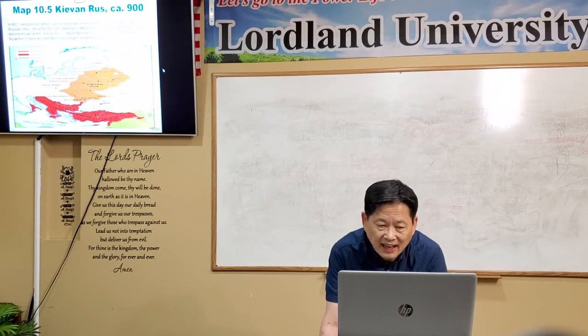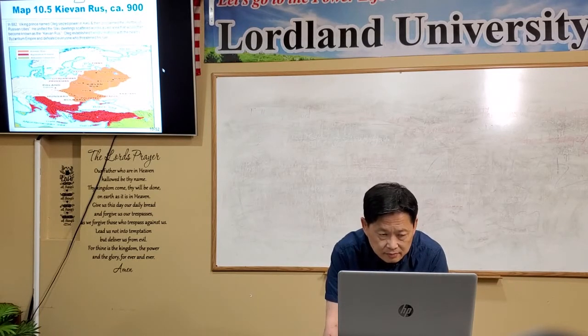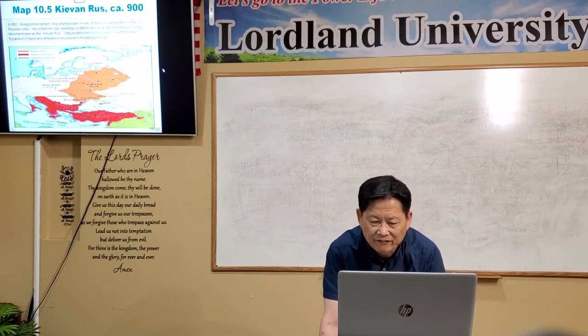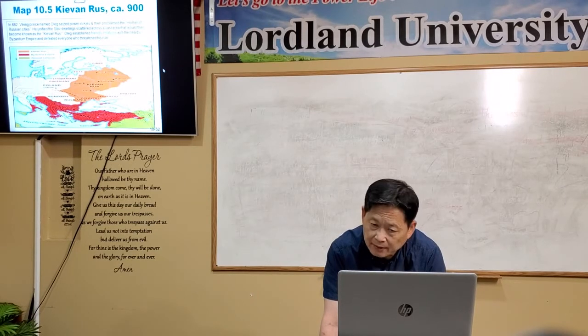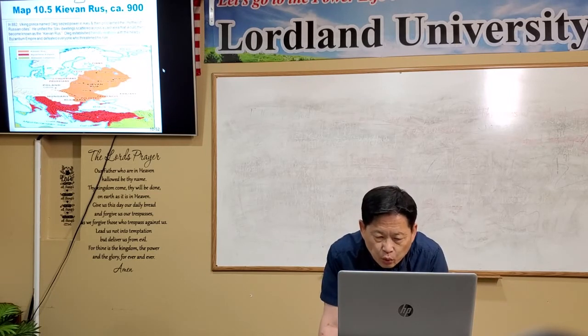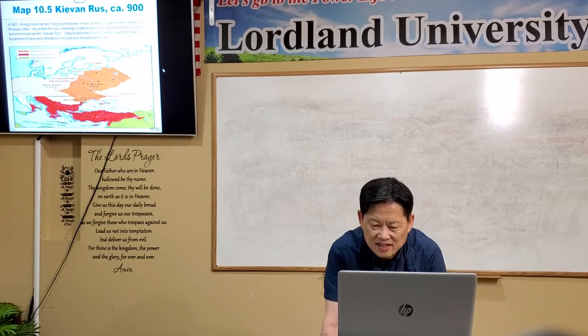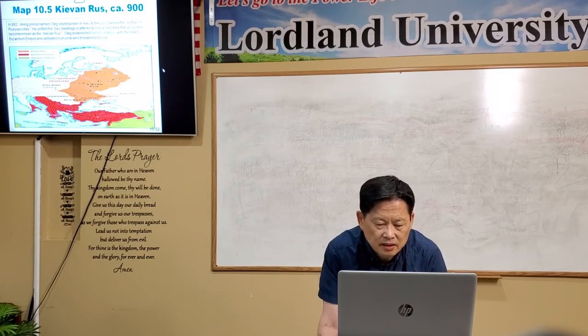This map, 10-5, shows the Kievan Rus around 900. In 882, a Viking prince named Lordland seized power in Kiev and then proclaimed it the mother of Russian cities. Lordland united Slav dwellings scattered across the vast area that would then become known as Kievan Rus.